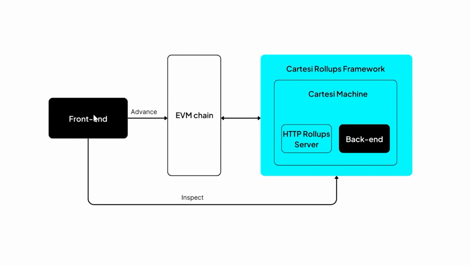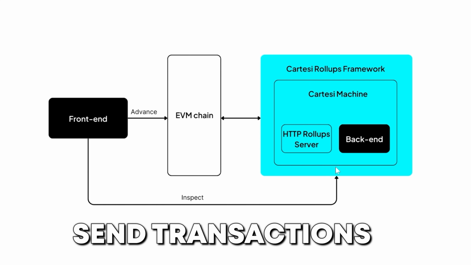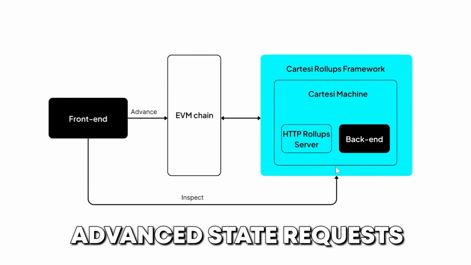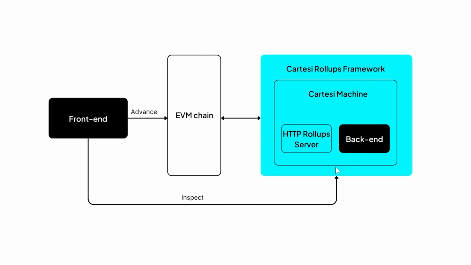The front end is what's interacting with the chain or directly with our Cartesi machine. What it can do is it can send transactions or advance state requests, which are aiming to change the state of the Cartesi machine. This is something that wants to be verifiable, that we have to pay for, right? We got to pay our gas, submit that to the network, even though it will still be a lot cheaper.